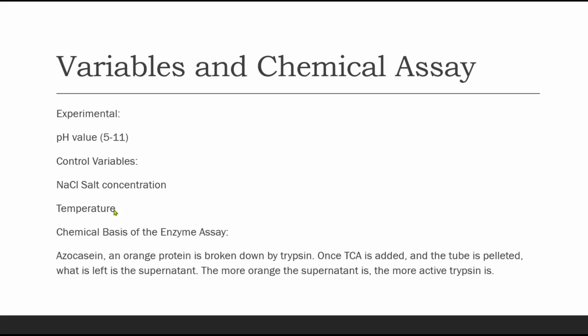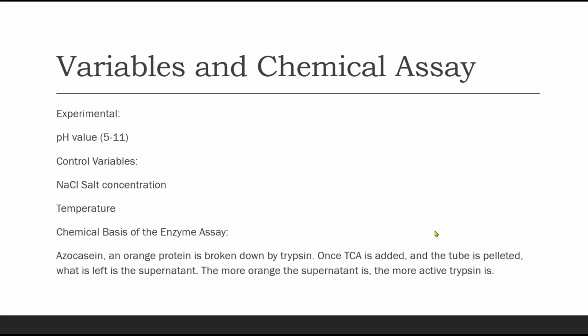and temperature. The chemical basis of the enzyme assay is that azocasein, an orange protein, is broken down by trypsin, an enzyme. Once TCA is added and the tube is pelleted, what is left is the supernatant. The more orange the supernatant is, the more active trypsin was during the reaction.